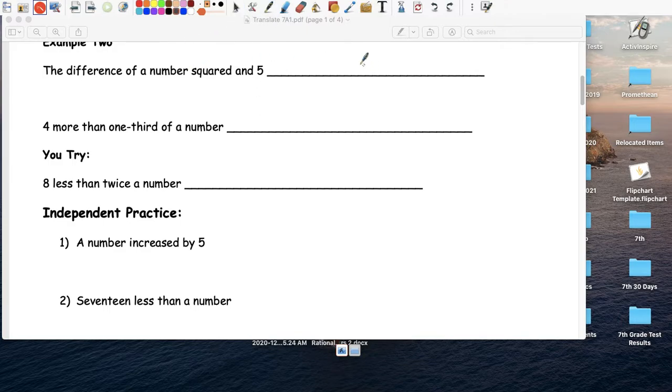The difference of a number squared, to the second power, and 5. Four more than means addition. One third is 1/3, of is multiplication, and a number, let's call it x. 8 is 8, a less than means subtraction.